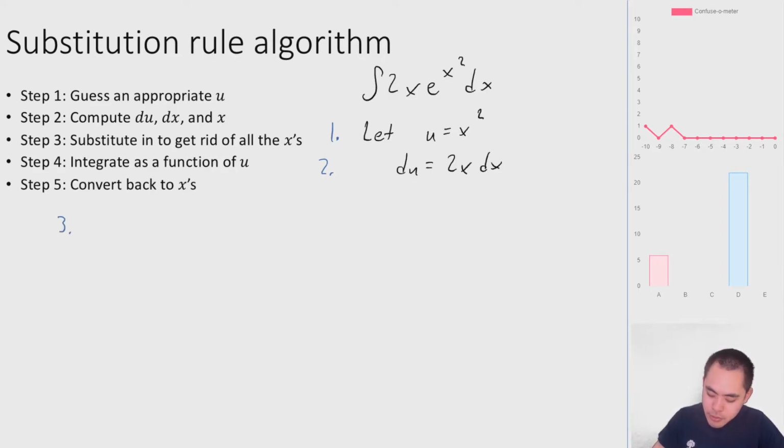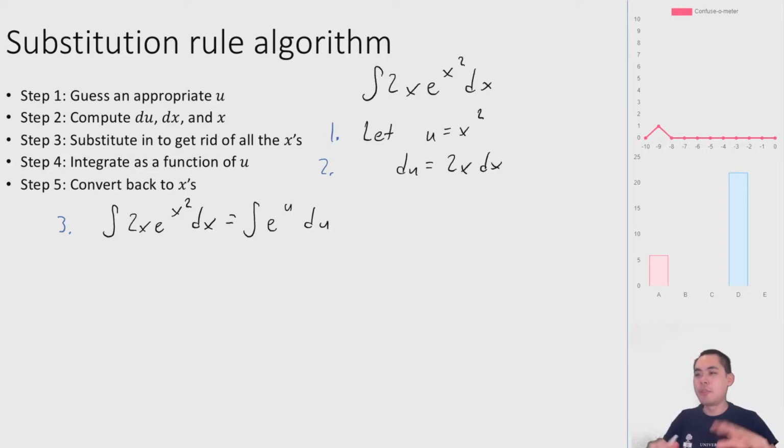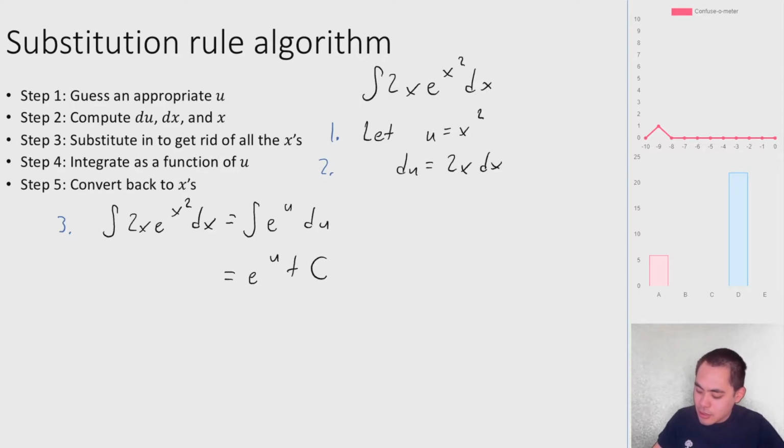And now we can plug these things in. So in step 3, we have that the integral of 2x e to the x squared dx is the integral of e to the u du. So note that I chose all my variables very nicely to make these things all work out. And this is equal to e to the u plus c, because that's just using the integration table. And you can plug back in the value for u, so that's e to the x squared plus c.